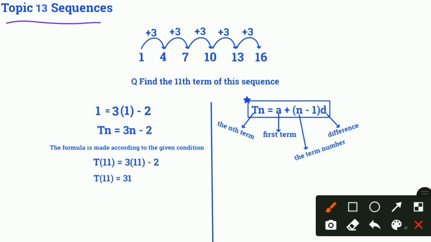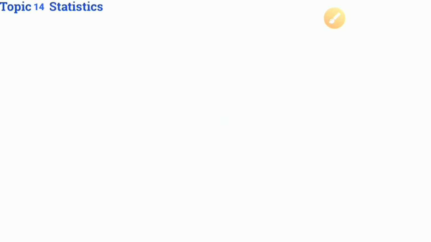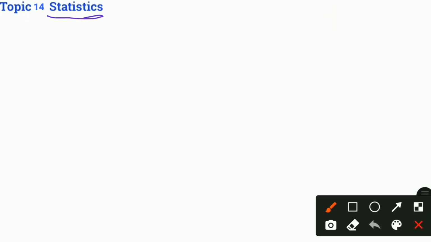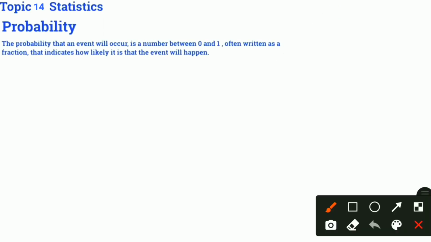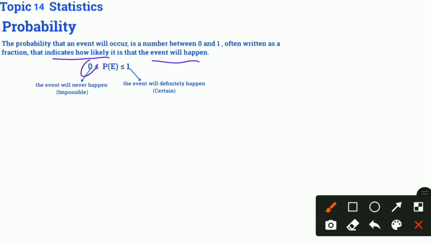Now moving to the next topic. The next topic is statistics. So let's begin, starting with probability. The probability that an event will occur is a number between 0 and 1, often written as a fraction, that indicates how likely it is that the event will happen. It is between 0 and 1. 1 is an event that will definitely happen, and 0 is an event that will never happen, impossible.